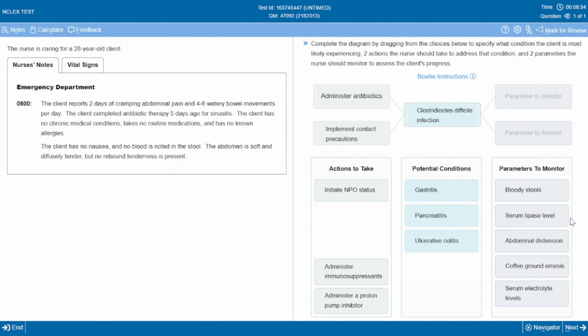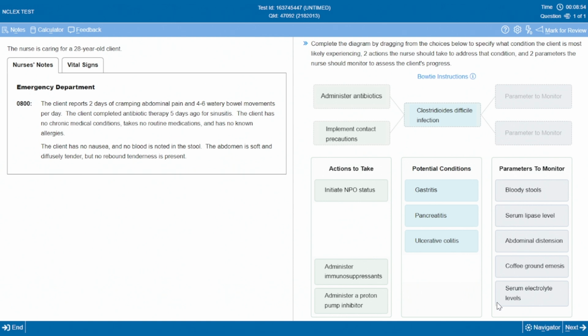Lipase, lipase is always elevated in pancreatitis, so I think that's where that's coming from. But I know that we need to measure some blood levels of electrolytes, at least, with C. diff. Abdominal distension can be a sign of peritonitis, which is a potential complication of C. diff that is very dangerous. So that one I think is standing out. Coffee ground emesis is caused by bleeding in the GI tract. So that one I think more of a gastritis situation. So probably not that one.